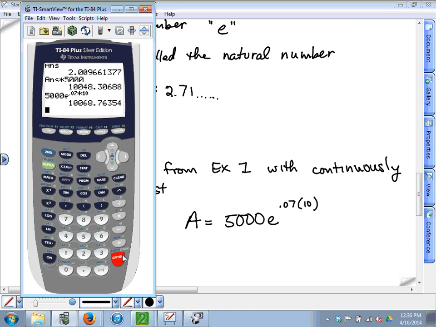$10,068. So it's not much more than compounding monthly. Type that in with parentheses. I got a different number. Oh, because you have to multiply the 0.07 by 10. If you close the parenthesis, that means that's no longer part of the exponent. So you want to make sure you type times 10 and then close the parenthesis. There you go. Okay.